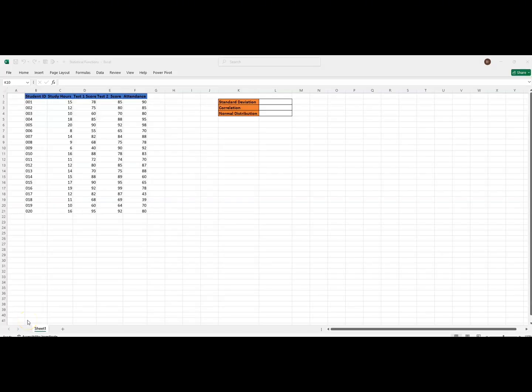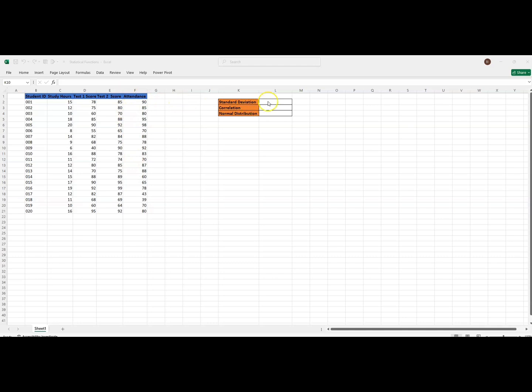The first statistical function we'll be looking at is the standard deviation. And what is this standard deviation used for? You can use it to calculate the standard deviation of a range of numbers to show how they spread out from the mean. We have a table here containing details about some students: the number of hours they study for, their test 1 score, test 2 scores, and their attendance, which is in percentage.